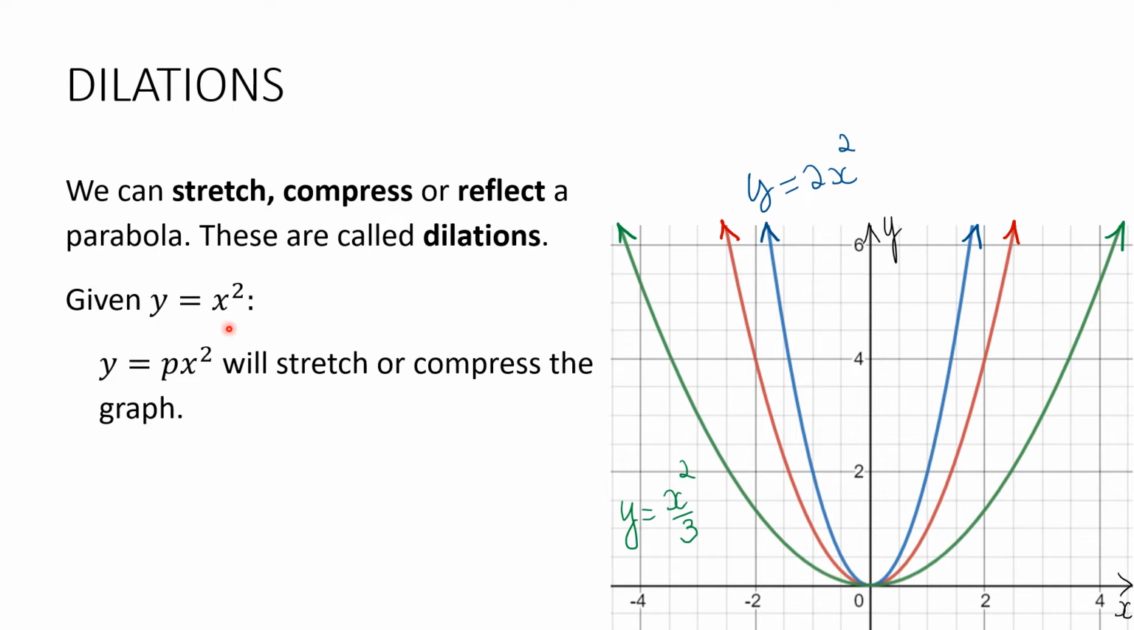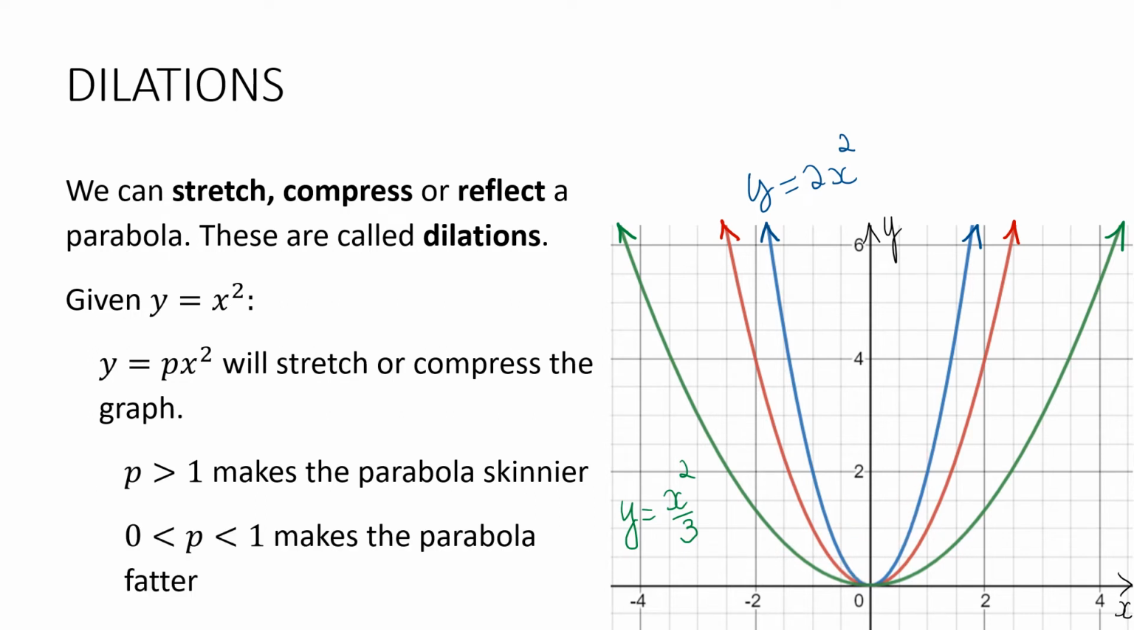Given y equals x squared, if we change the coefficient of x squared, this will stretch or compress the graph. If p is greater than 1, then the parabola gets skinnier or steeper. You can see that with this blue graph here. If p is in between 0 and 1, this makes the parabola flatter or fatter or wider.